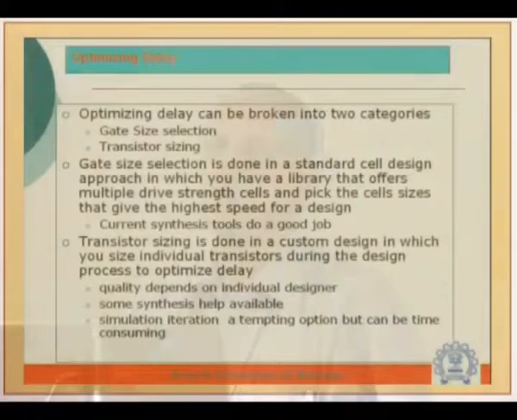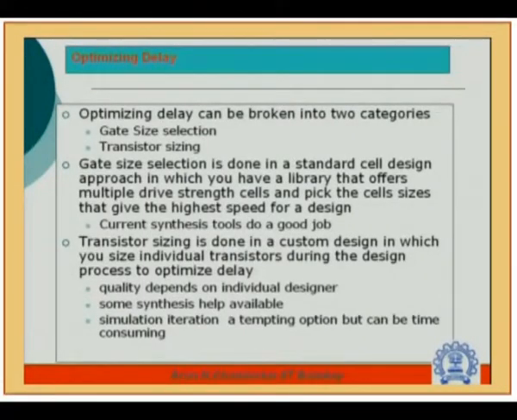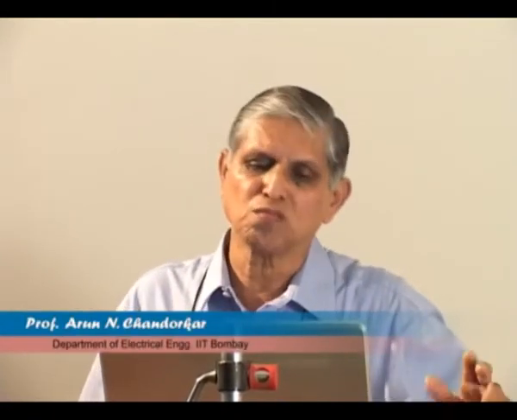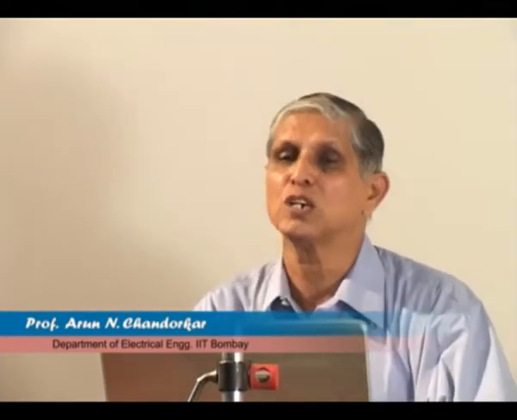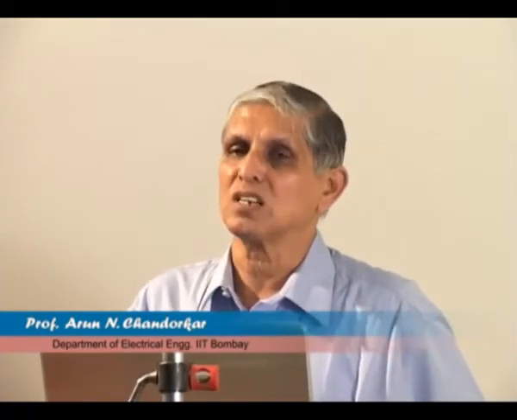So what exactly is delay optimization? Here is what essentially I say. If I want to optimize the delay in a circuit, I break it into two categories. One, I can choose the size, W and L, or W by L essentially. Gate size selection. What is the gate size essentially? If you see standard cells, they say it is 1x, 2x, 4x, the amount of current it can drive. That's called gate sizing. And then there is transistor sizing. So two things we look into: which gate to choose and what are the sizes of the transistors we have.